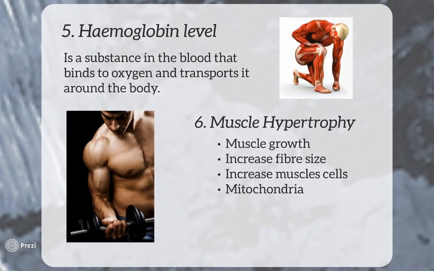5. Hemoglobin level. It is a substance in the blood that binds to oxygen and transports it around the body. 6. Muscle hypertrophy. This includes muscle growth, increased fiber size, increased muscle cells, and mitochondria.